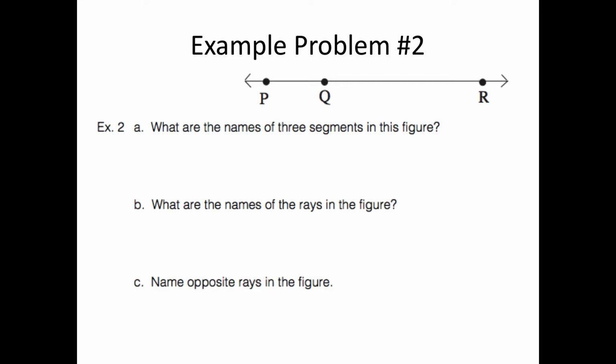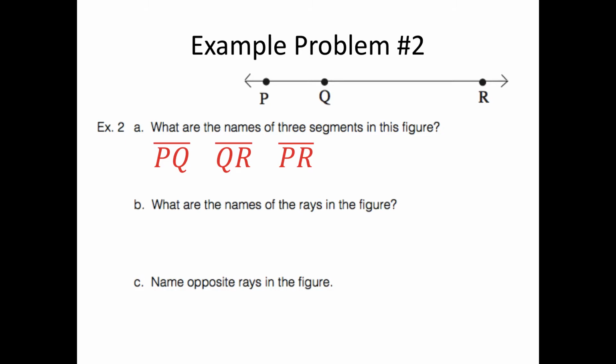Excellent. Who's got another one? QR. Excellent. So we got this one and we got this one. So the only one left is them together, which would be what? PR, right. So we got PQ, we got QR, and we got PR. That's it for the number of segments. Question?